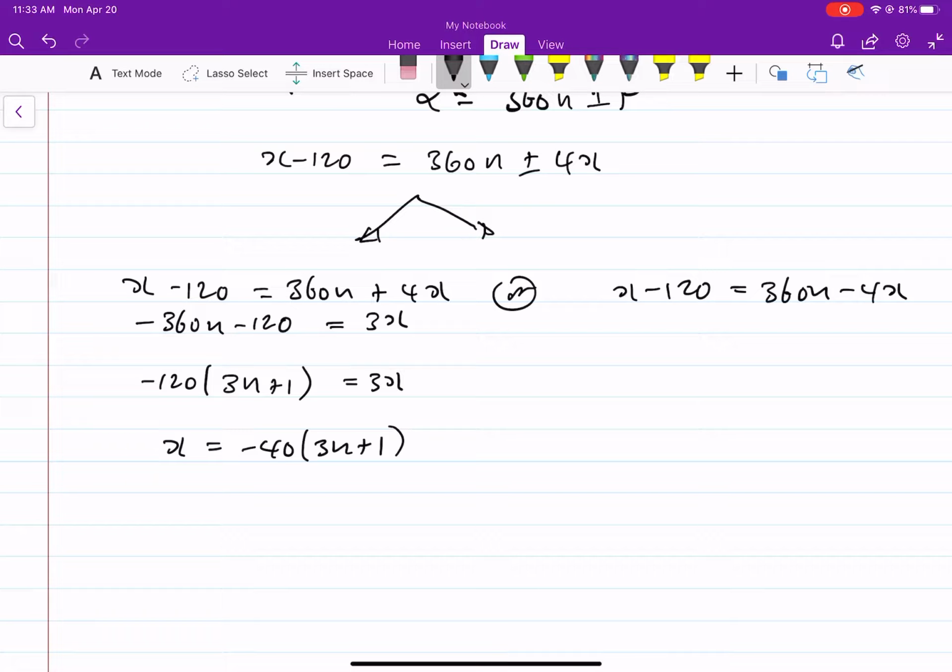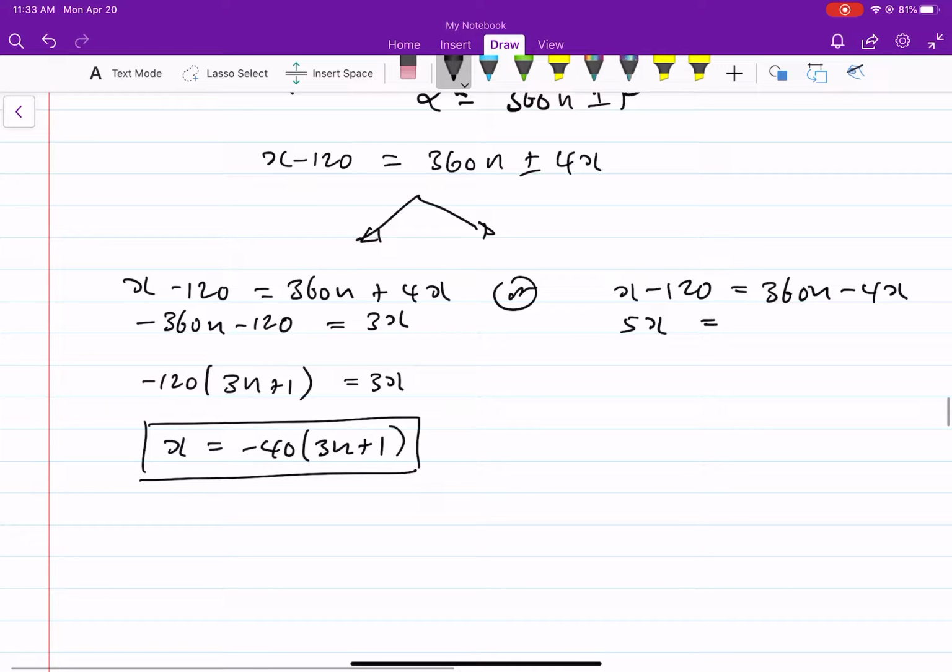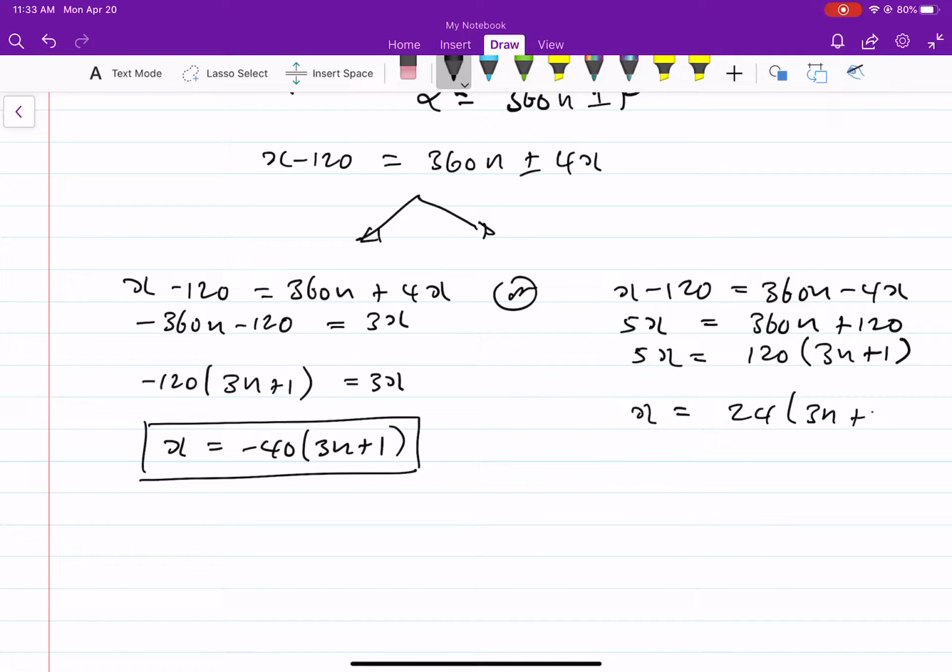This is part of my general solution. The other part of the general solution will come from this guy. I'll bring over the minus 4x. I'll get 5x on this side is equal to 360n plus 120. 5x is equal to, I can factor the 120 from this as well, 120 into 3n plus 1. And if I divide by 5, I get x is equal to 120 over 5, that's 24, into 3n plus 1.